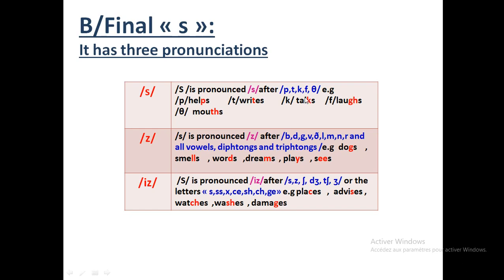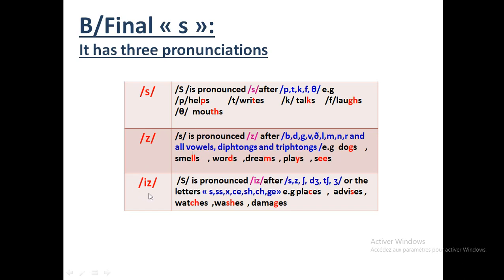As I said, after the sounds. What do you hear, not what do you see? Example here, you have laugh. Here you see GH, but it is pronounced F. Here you see TH, but it is pronounced Th. The second pronunciation is Z. S is pronounced Z after the sounds B, D, G, V, L, M, N, R, and all vowels, diphthongs and triphthongs. Example, dogs, smells, words, dreams, plays, sees.